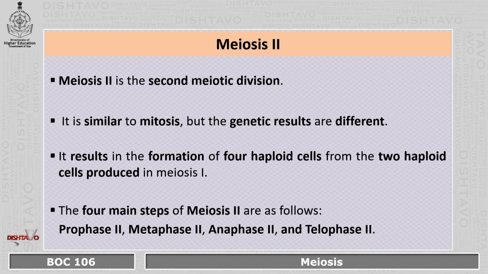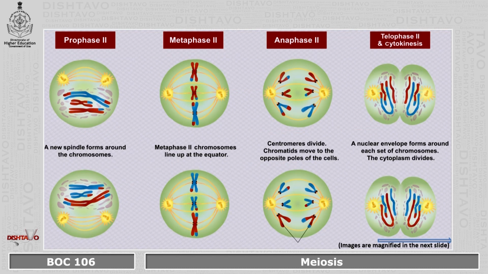Meiosis 2. Let us see in detail meiosis 2. It is the second meiotic division. It is similar to mitosis, but the genetic results are different. It results in the formation of 4 haploid cells from the 2 haploid cells produced in meiosis 1. The four main steps of meiosis 2 are as follows: prophase 2, metaphase 2, anaphase 2, telophase 2, followed by cytokinesis. This is the figure which explains meiosis 2.